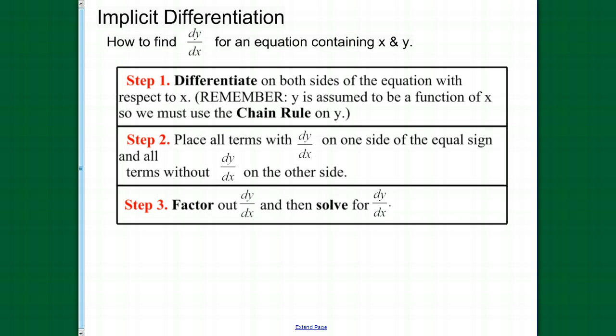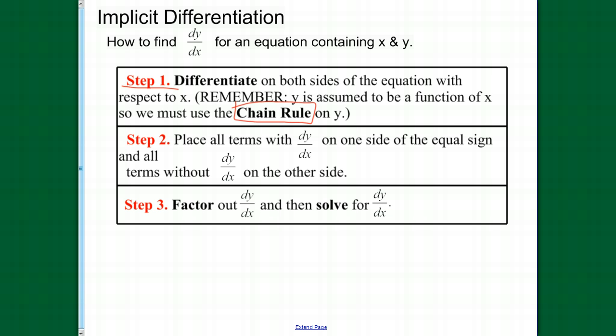Okay? So, these are your steps. Go ahead, hit pause, copy this stuff down. Step 1, differentiate on both sides of the equation with respect to x. Now, because y is assumed to be a function of x, this is the key thing right here. We got to do the chain rule on that variable y. And you'll see what I mean when we do an example or two. But that's the key thing. That's what makes implicit differentiation what it is. Anywhere where you see that variable y, you're assuming it's a function of x, which means you need to do the chain rule because there's a function inside there. So it's the derivative of the outside multiplied by the derivative of the inside.